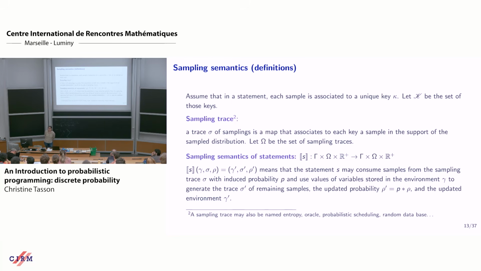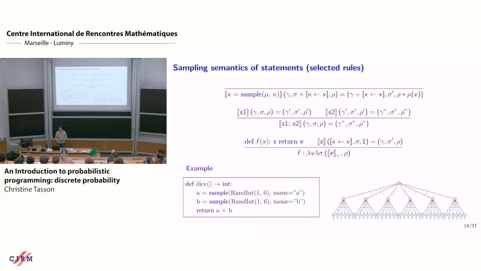It depends on the way you define a semantics, but I had to choose one. The idea is you start with an infinite sequence of samplings, and you use the first one to perform the first statement, and then you have the remaining to perform the other statements. Okay? So according to the key of the sample you are performing, you go into your sampling trace and choose the associated sample. Okay, let's have a look at an example.